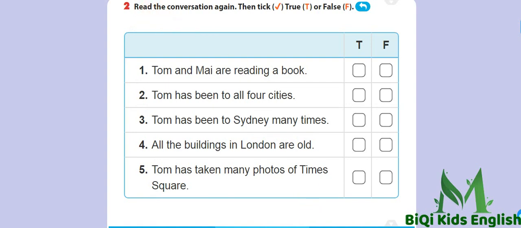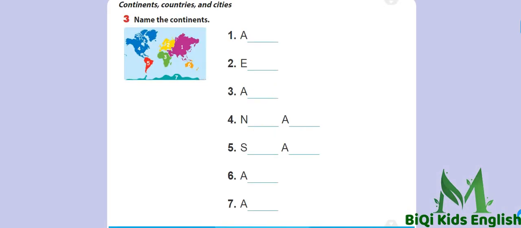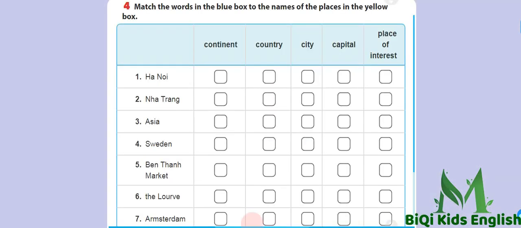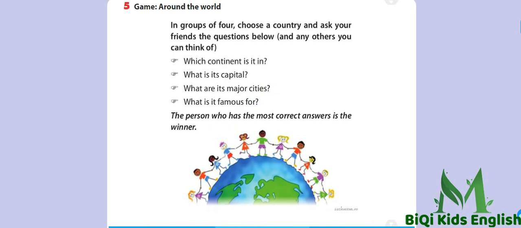Two. Read the conversation again. Then tick true, T, or false, F. Four. Match the words in the blue box to the names of the places in the yellow box. Five. Game around the world.